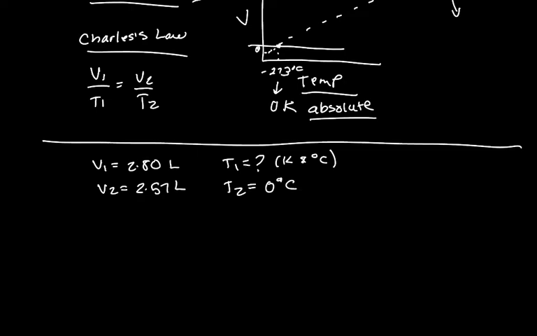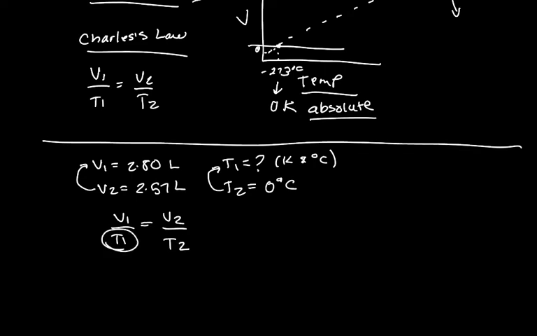So let's see. Since here we notice that going from volume 2 to volume 1, there's an increase in volume from here to here, then there should also be an increase in temperature. So we know that we should get a T of something greater than 0 degrees Celsius. But let us use Charles's law to know exactly how to solve this.